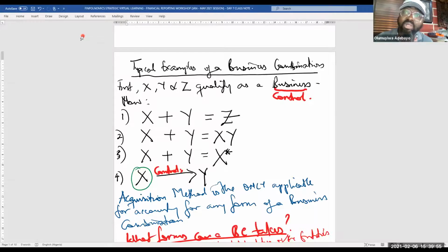X is the acquirer because it controls Y in that case by way of acquisition of Y. Who else? We still have 1, 2, 3. Number 1, who is the acquirer? X or Y. What does that mean? X can be, because the X and Y became C. So X can be the acquirer, Y can also be the acquirer.